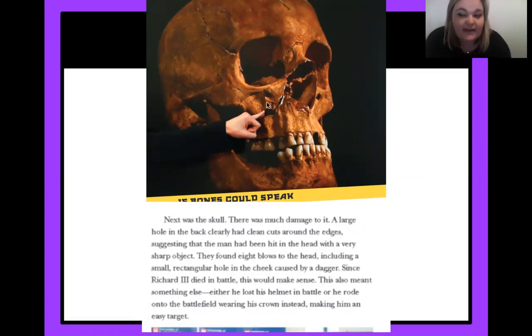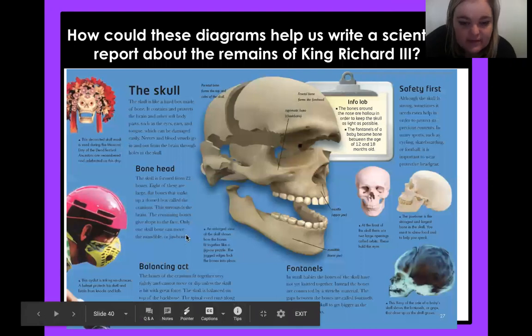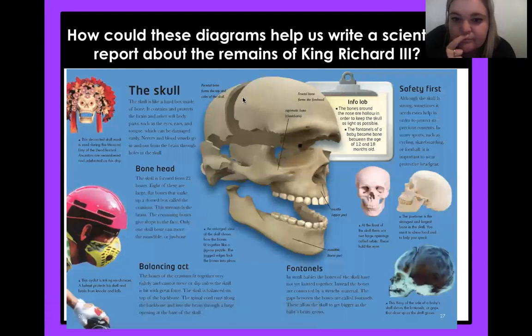So we're reading it as a story right now, but if we wanted to change this into a scientific report, we might go look back at this and say, well, where is it that he had the stab mark? Where on this skull? It was about right here. So what would that be called? It's the zygomatic bone. So we would say, King Richard III was stabbed by a dagger in the zygomatic bone.